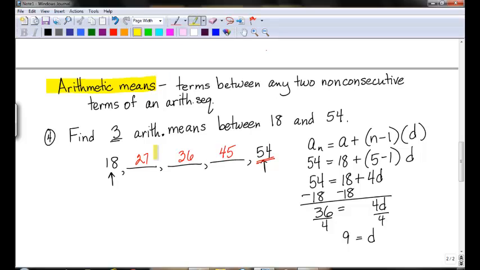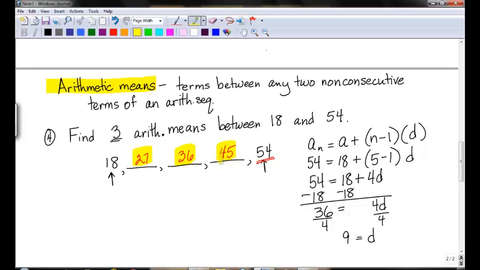So these are called the arithmetic means, and they chose 3 of them. They will always give you 2 numbers, and I always put the number of blanks there because that helps me figure out the number of terms. Any questions on that one?